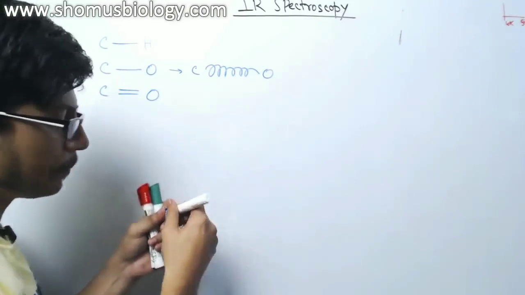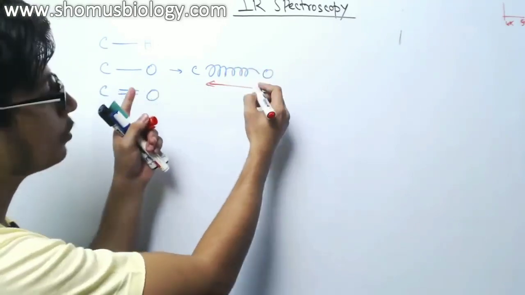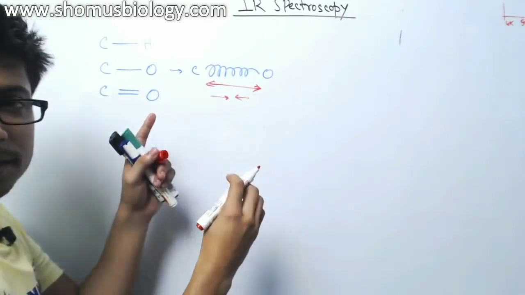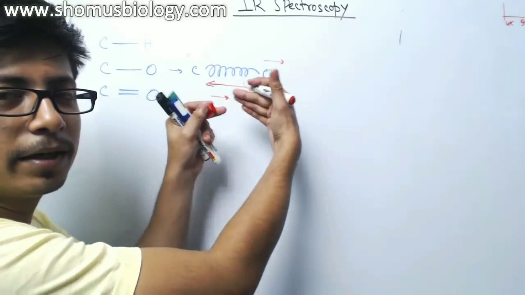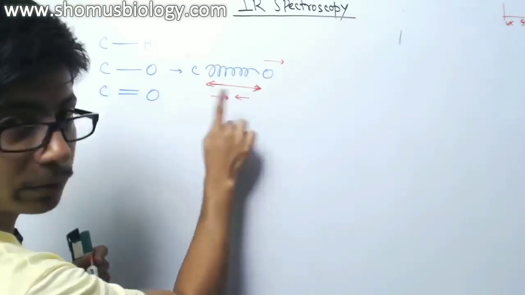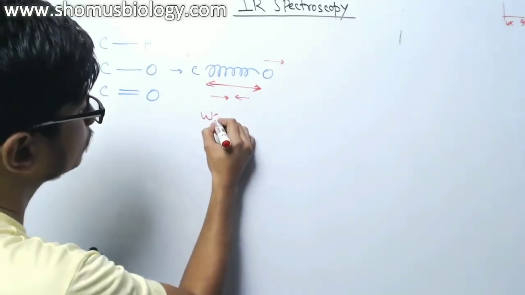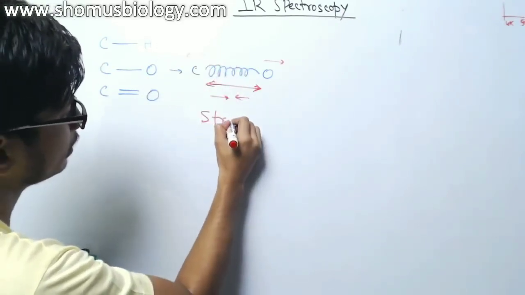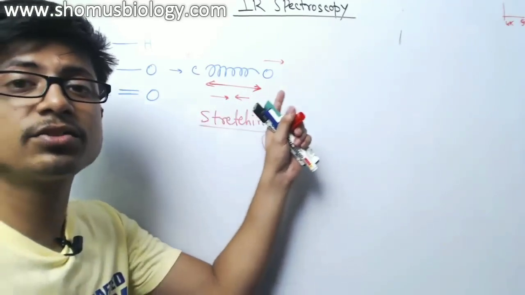Now you think this spring can go away from each other, or it can come towards each other like that. So the spring can be dragged opposite to each other, or sometimes can move towards each other. By this fashion, what we can see is an oscillation. That's not wagging, that's a stretching, we can say. It is known as stretching.